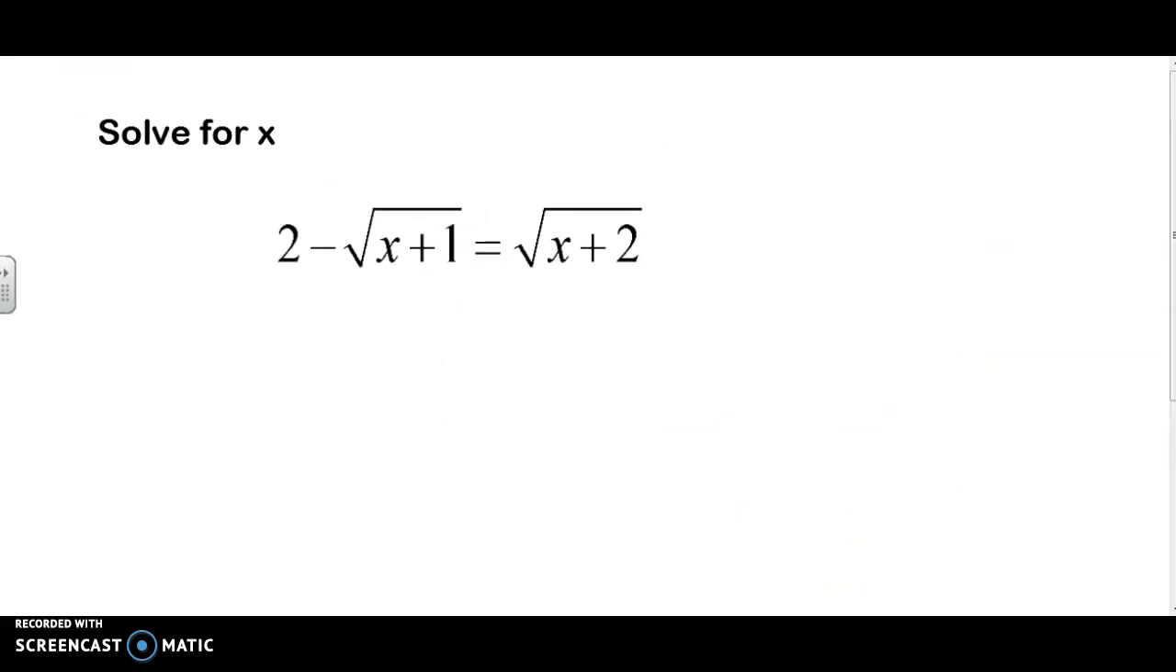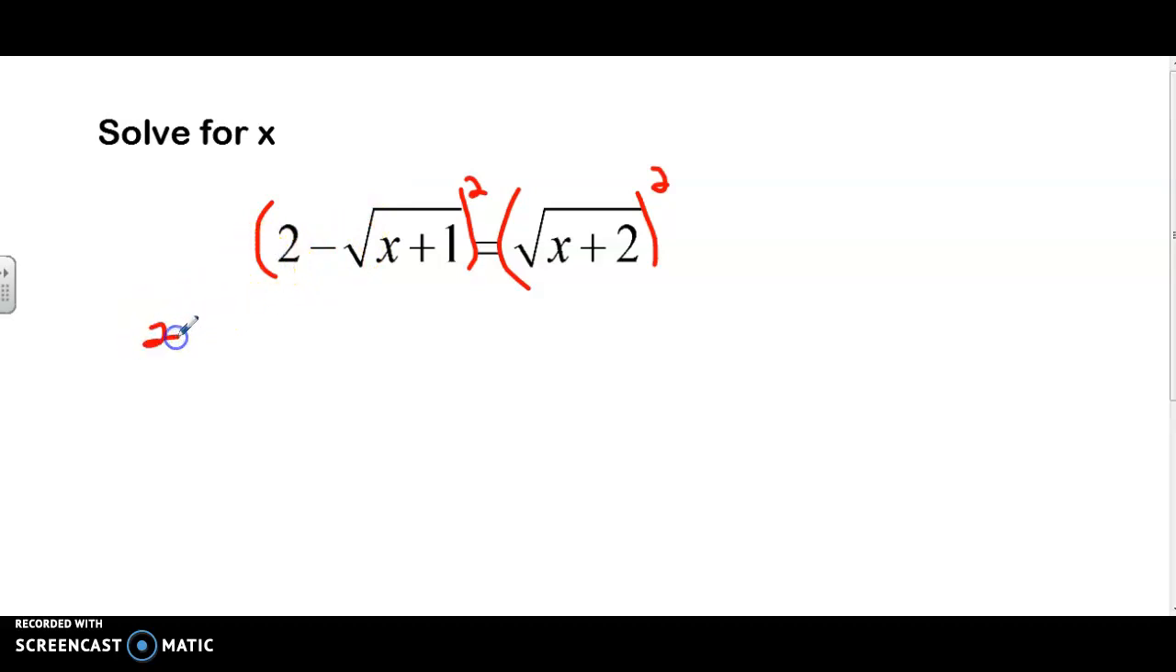For this problem here, this is one of those more difficult problems: solve for x. What we have going on here is 2 minus the square root of x plus 1 equals the square root of x plus 2. So at this point, I can't isolate the radical sign anymore. So I'm going to have to square both sides. Now, unlike before, when there was one term and we just squared both things inside, now there are 2 terms.